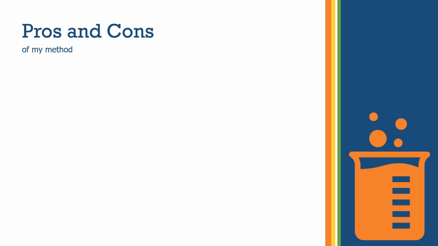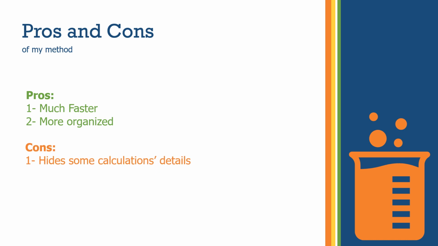There are advantages and disadvantages of applying the atomic species balances my way. The advantages are that it is much faster than the ordinary way of applying the atomic species balances, and also it is more organized. The disadvantage is that it has some calculation details, so it is like under the hood, if you can say.